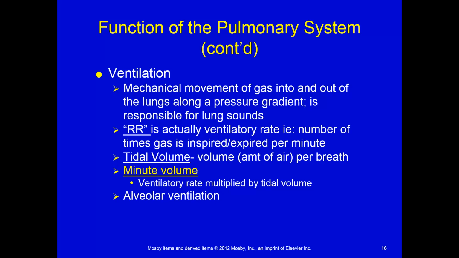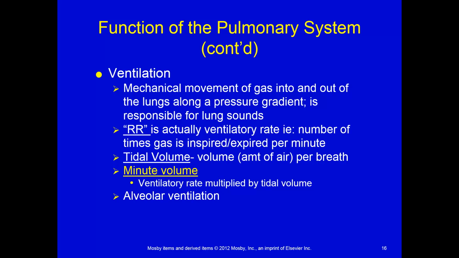Okay, so respiratory rate is the number of times someone inspires and expires. The tidal volume is the amount of air that someone inspires and expires. Do those two definitions make sense to you? Yes? Okay. Now, to take it one step further, the next thing you need to discuss is minute volume, right? So this is the ventilatory rate or the respiratory rate times the tidal volume. That's your minute volume. It's really telling you the amount of intake and output, so to speak, of the lungs of that gas.